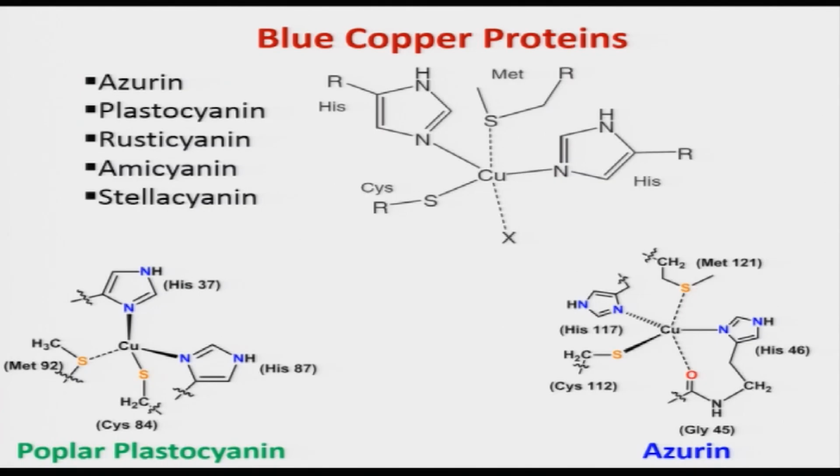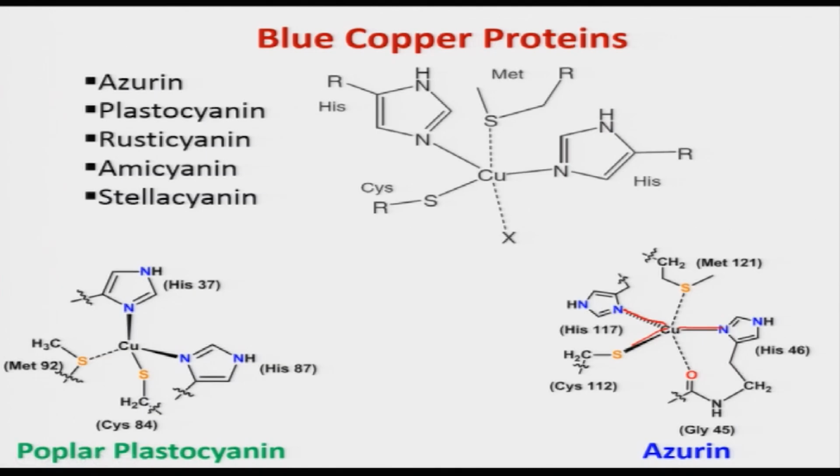One is poplar plastocyanin, where 2 histidines are strongly coordinated and the cysteine sulfur is also very strongly bound to the copper, but the methionine sulfur is weakly coordinated. In azurin, in contrast, the structure is very similar to poplar plastocyanin. However, there is an additional ligand, the carbonyl oxygen, and the methionine sulfur is also weakly coordinated. So these two are weakly coordinated to copper, and these 3 bonds are strongly ligated.